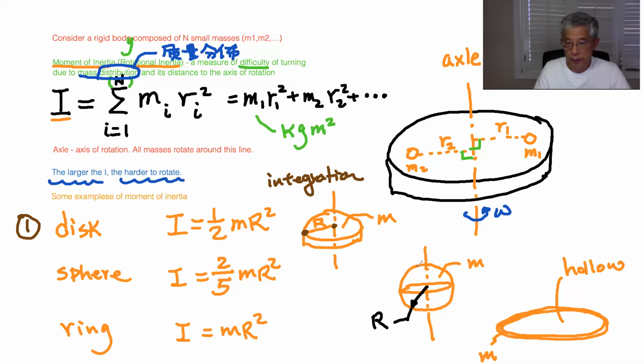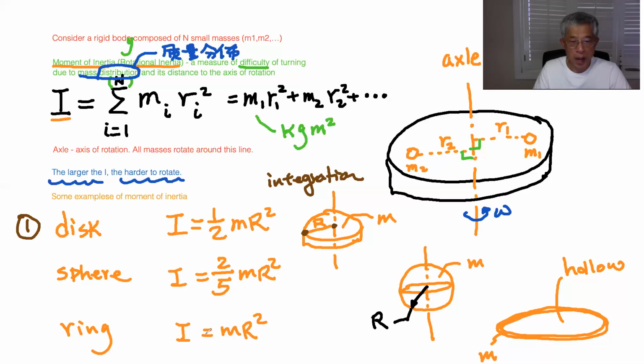For the sphere, or a ball, R is still the radius of the entire sphere, and M is the mass of the entire sphere. Then it's 2 divided by 5 times MR squared, so slightly smaller than a disk if they have the same mass and the same radius. And that's for an obvious reason, but we don't get into that right now.